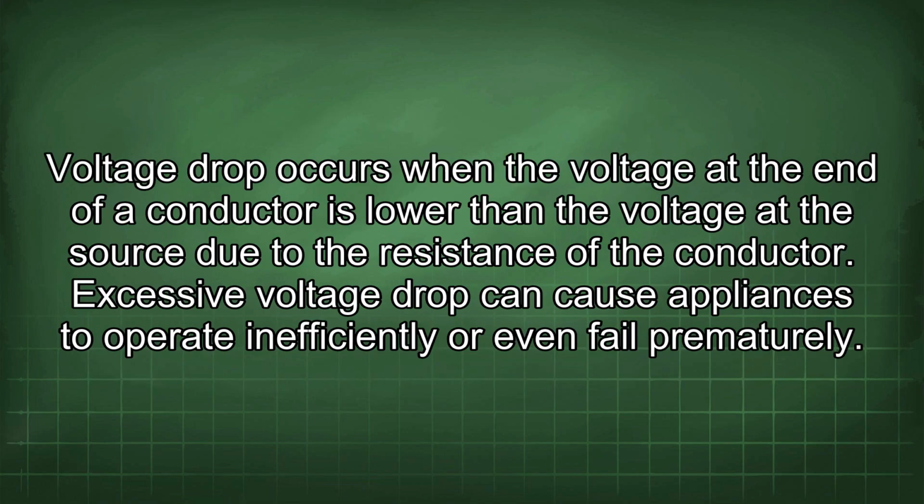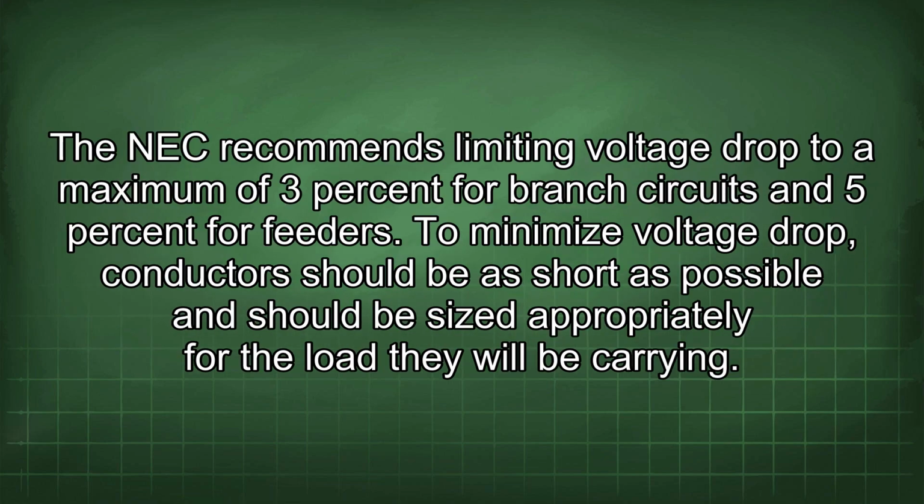Voltage drop occurs when the voltage at the end of a conductor is lower than the voltage at the source due to the resistance of the conductor. Excessive voltage drop can cause appliances to operate inefficiently or even fail prematurely. The NEC recommends limiting voltage drop to a maximum of 3% for branch circuits and 5% for feeders. To minimize voltage drop, conductors should be as short as possible and should be sized appropriately for the load they will be carrying.